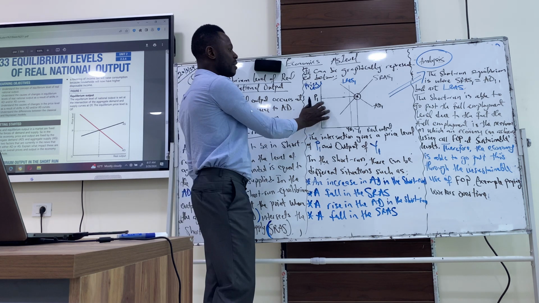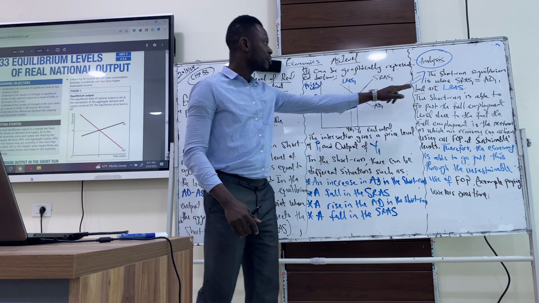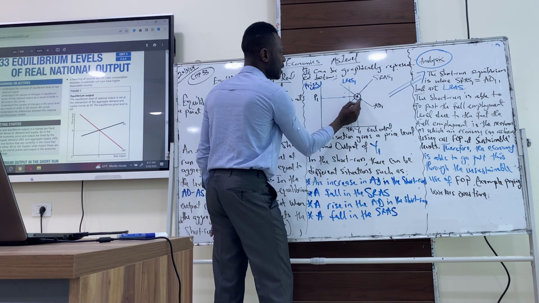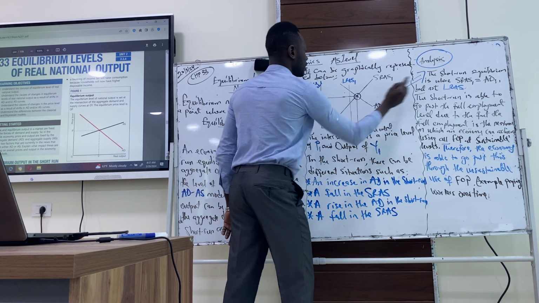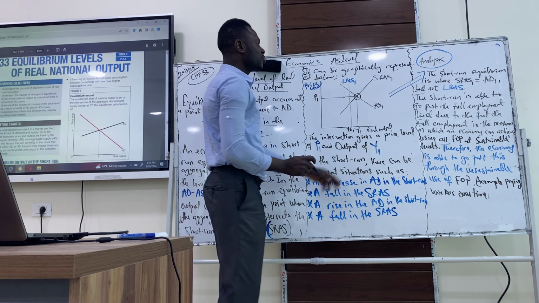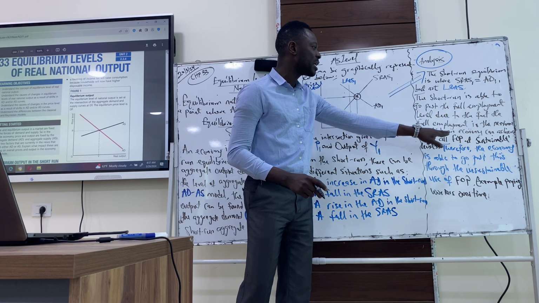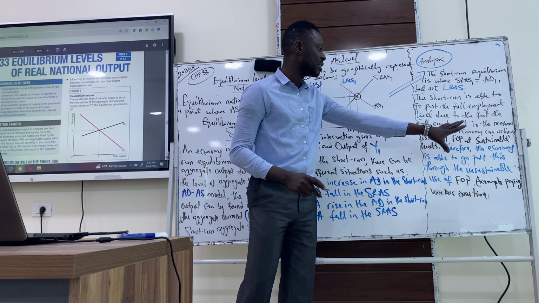So based on this graph analysis, what does this graph really tell us? I wrote the short run equilibrium is where SRAS1 equals SRAS2. This is the short run equilibrium, but not at LRAS1. The short run is able to go past the full employment level due to the fact that full employment is the maximum which an economy can achieve using all factors of production at a sustainable level.